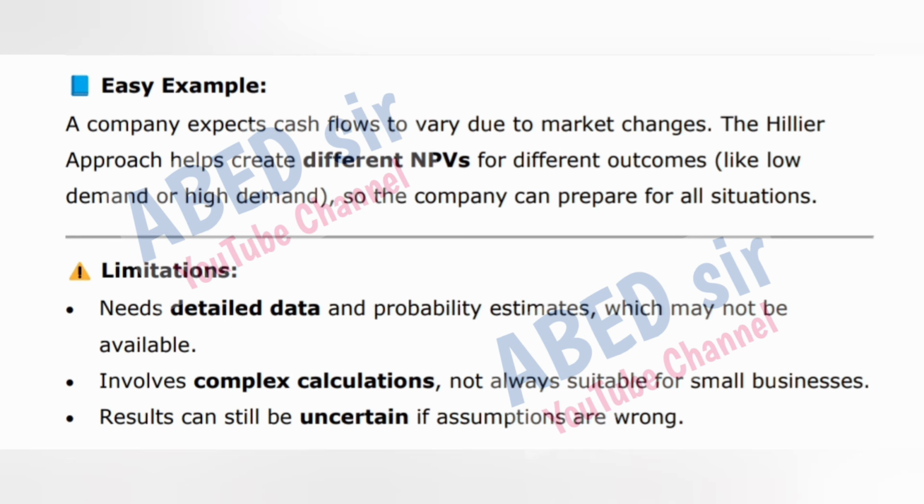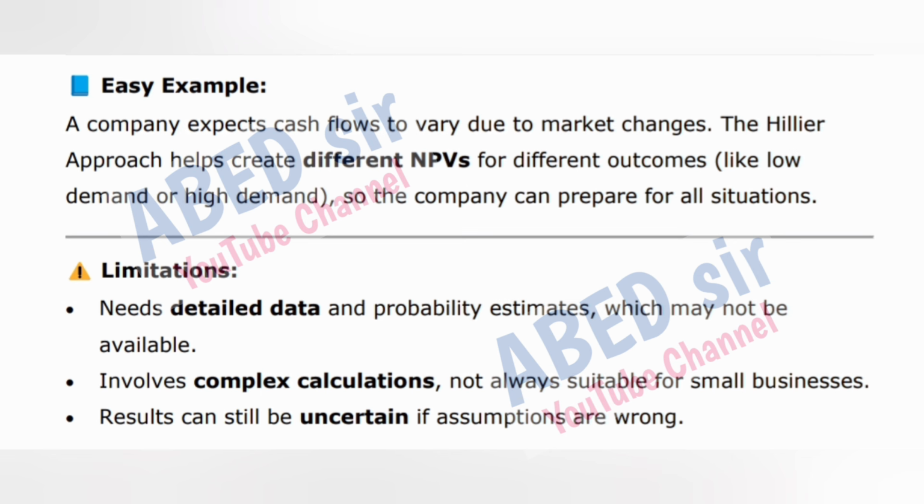Easy example. A company expects cash flows to vary due to market changes. The Hillier approach helps create different NPVs for different outcomes, like low demand or high demand, so the company can prepare for all situations.